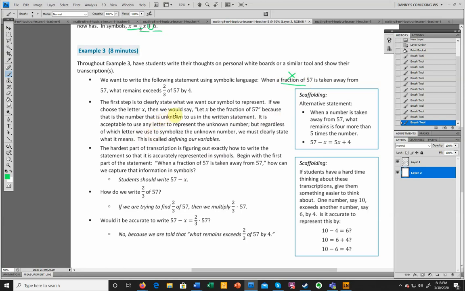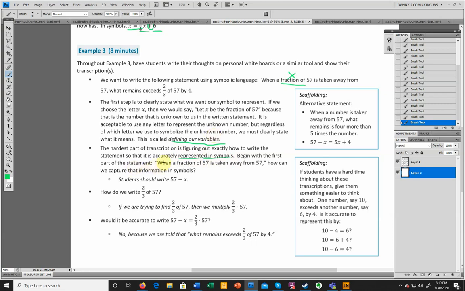Because that is the number that is unknown to us in the written statement. It is acceptable to use any letter to represent the unknown number, but regardless of which letter we use, we must clearly state what it means. This is called defining our variables. Remember that. The hardest part of translating is figuring out exactly how to write the statement so that it's accurately represented in symbols. So basically, write it correctly so that it equals the thing you want it to equal.